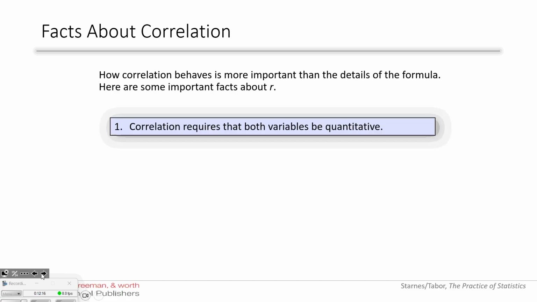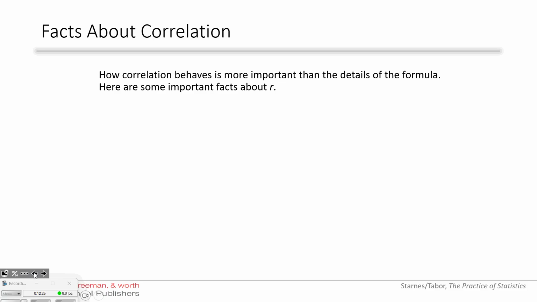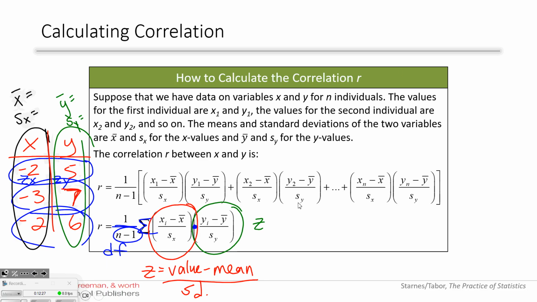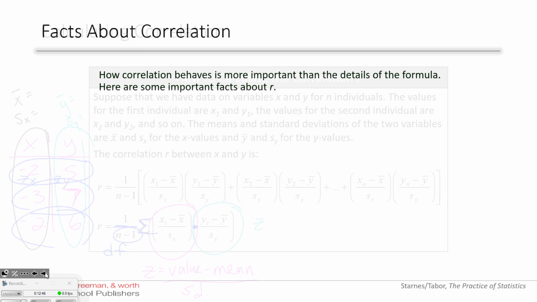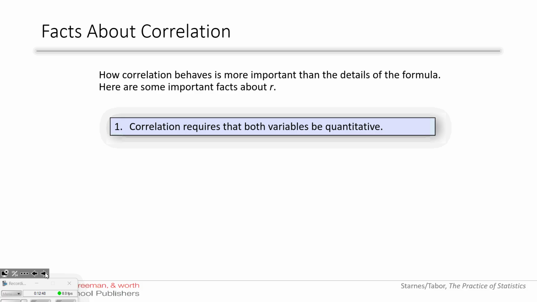So here are some additional facts about correlation. Number one, both variables have to be quantitative. In other words, numerical. Think about it. Could I come up with an R value for like hair color versus age? Hair color versus age. Well, hair color is like brown, black, red, blonde, whatever, right? I can't come up with a mean and standard deviation for hair color, so I can't come up with a z-score, so I can't come up with an R value, right? So both variables have to be quantitative.